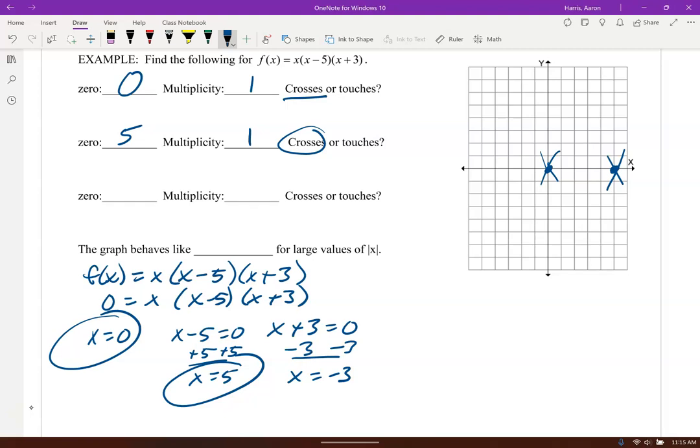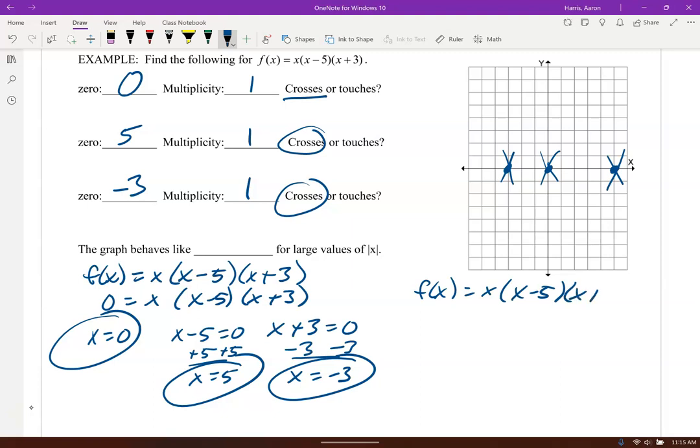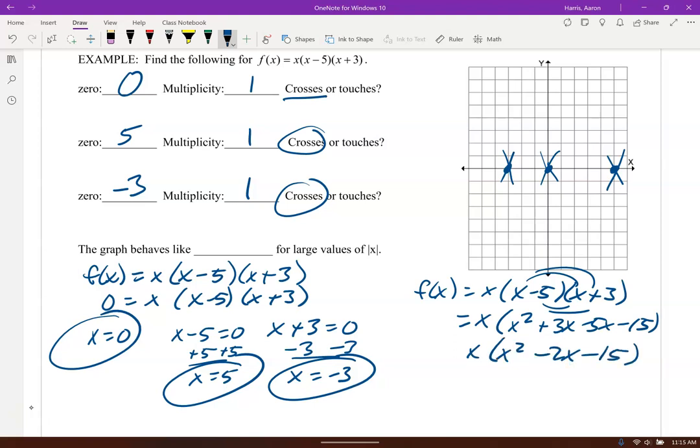And then the next one is negative 3. Multiplicity is only one of those, so it'll cross through there as well. Either increase through there or decrease through that negative 3. And then the graph behaves like, now remember, this is our function. It's not in standard form, so I'm going to go ahead and multiply this out. Put in standard form, plus 3x minus 5x minus 15. So it looks like we have x times x squared minus 2x minus 15. Multiply the x through.